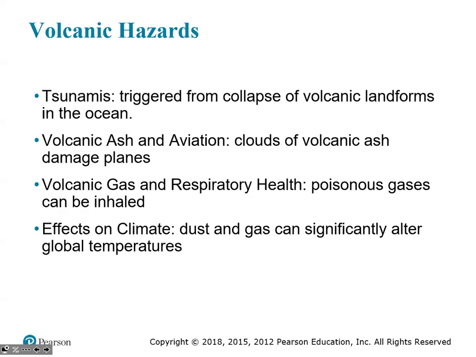Now, volcanic gases, certain poisonous gases can be released from volcanoes. There have been cases in history where poisonous gas gets released from a volcano, flows down a valley, and kills an entire village. I mean, we're much better at identifying these now, but there are poisonous gases that get released, they can be inhaled. And the dust and gas from massive volcanic eruptions can significantly alter global temperatures.